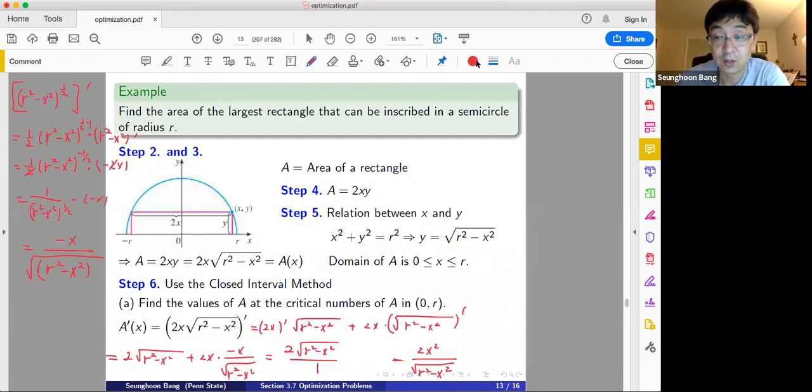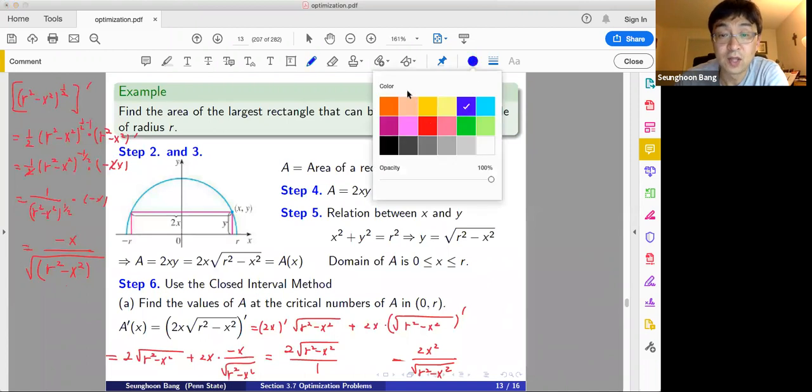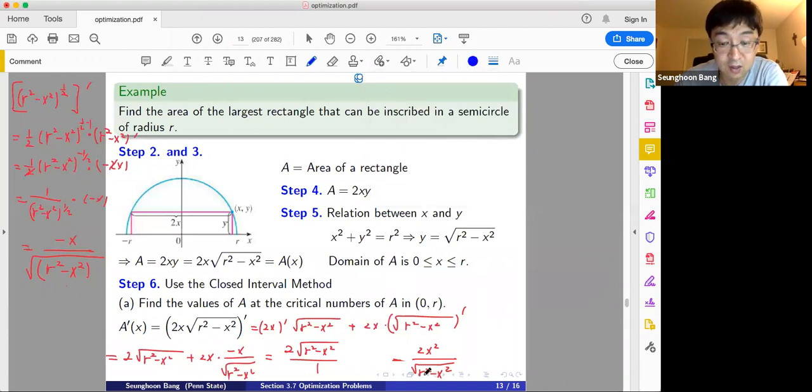How can you find the common denominator? The common denominator is exactly the square root of r squared minus x squared. So you don't need to change the second part, only change the first part. Here, multiply top and bottom by the square root of r squared minus x squared. So what's that? We have this one.